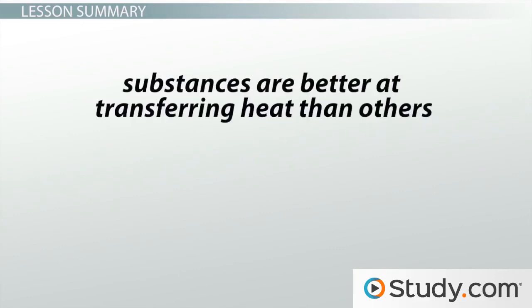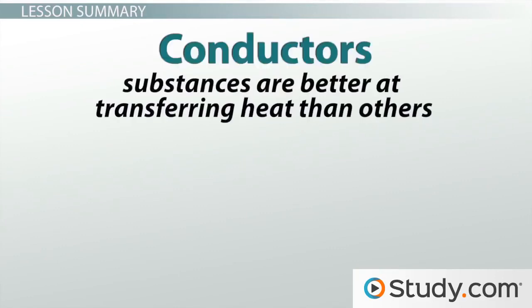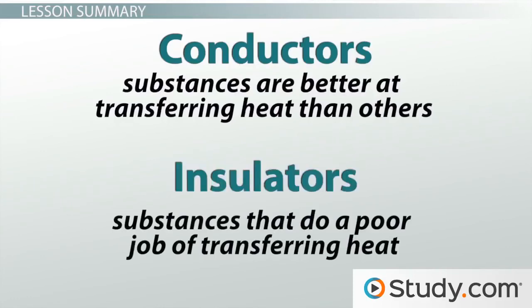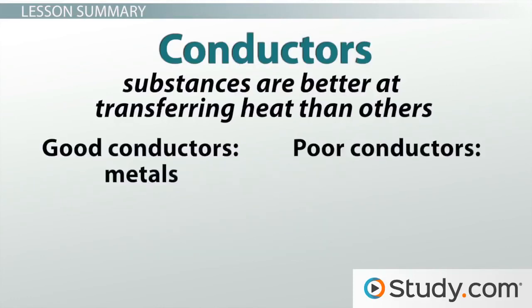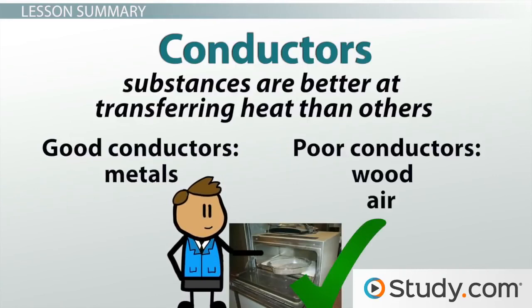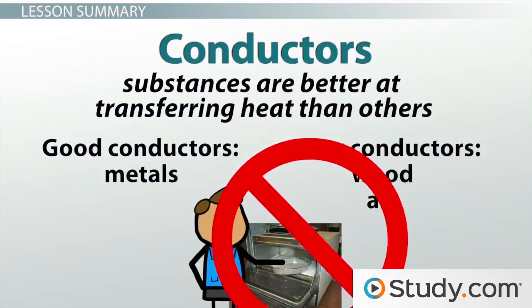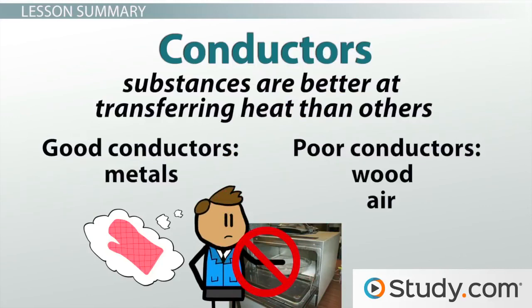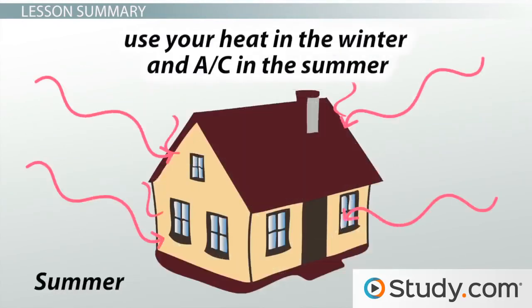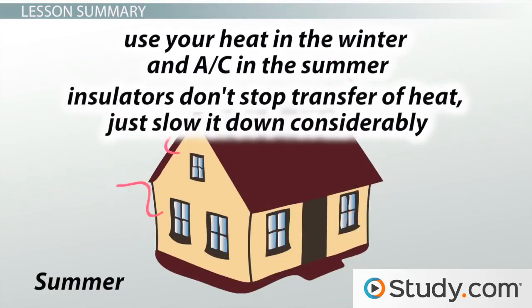Some substances are better at transferring heat than others, and to make it easy, these are called conductors. Substances that do a poor job of transferring heat are called insulators. Metals are good conductors, but things like wood and air are poor conductors. If you put your hand in the oven, it doesn't burn, but grab the dish that's been heating in there, and I bet you'll wish you had your oven mitts on. And remember, you still have to use your heat in the winter and air conditioning in the summer because insulators don't stop the transfer of heat, they just slow it down considerably.